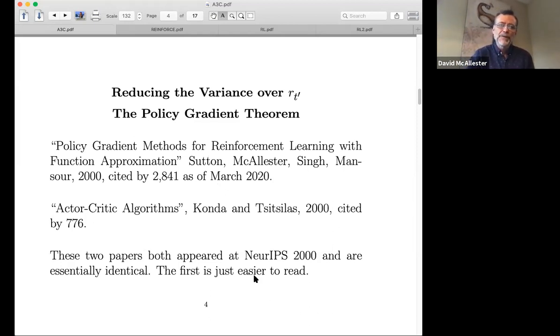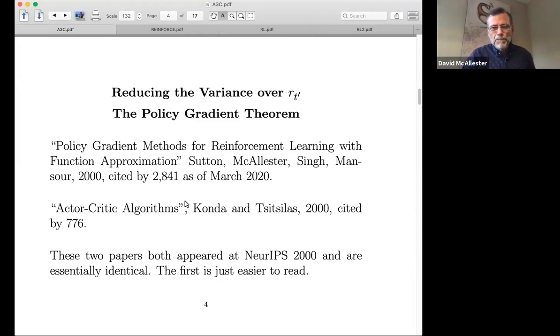So our paper was Policy Gradient Methods for Reinforcement Learning. Rich Sutton was big at that time into reinforcement learning. And he came to me and said, boy, if we could just prove this theorem, it would be important. And I did not understand reinforcement learning, so I didn't understand the significance of the theorem, but I said, okay, I think I can prove that.